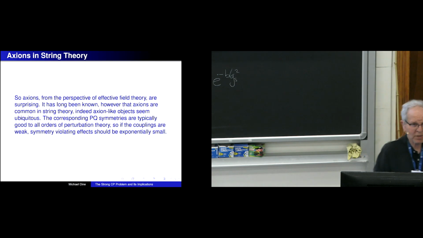Now that opens another can of worms, which I won't talk about. But why should g_s be small? Is it sensible that g_s be small? But at least it gives a framework in which we can discuss this, and in which axions, as I say, appear to be common.